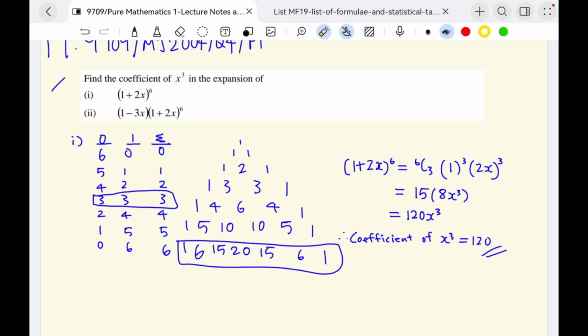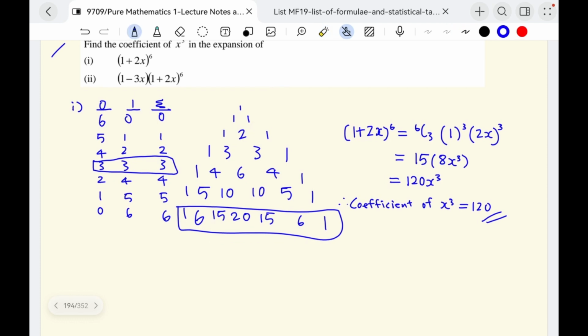But for these simple questions, you don't have to write out all of the expansions, because this is very troublesome for most of the candidates. But if you want to expand all, okay, it's up to you. But this wastes you a lot of time. Okay? So let's move on to part 2.